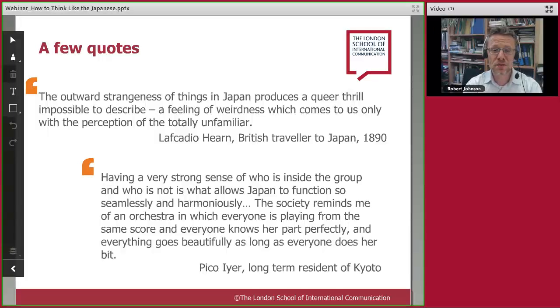And the first one is from Lafcadio Hearn, a very famous, in Japan as well, British traveller to Japan. He actually settled in Japan for a long time. He had a Japanese wife, but he travelled there in the second half of the 19th century when Japan was opening up to the outside world after a long period of being closed to the outside world. And he expresses in a very interesting book the strangeness of Japan. So this is written 120, 130 years ago. But he says it produces a queer thrill, impossible to describe, a feeling of weirdness, which comes to us only with the perception of the totally unfamiliar.